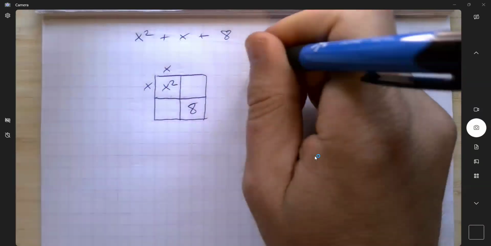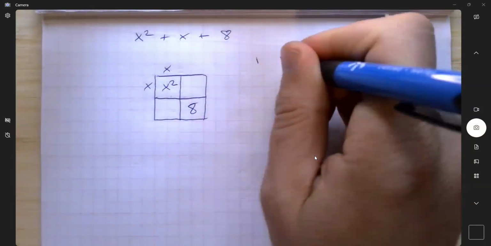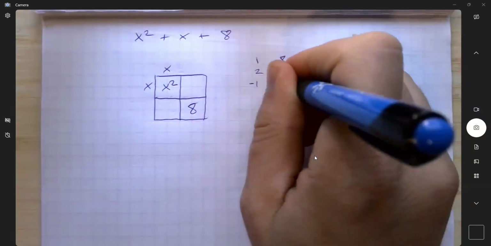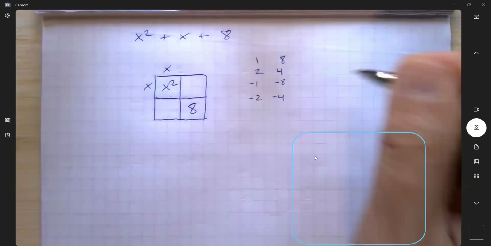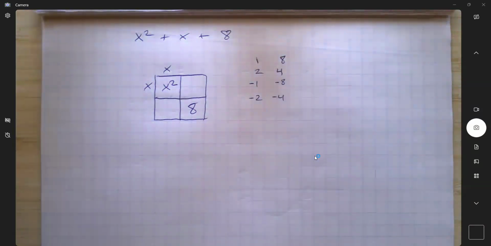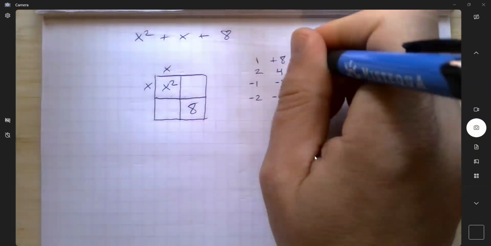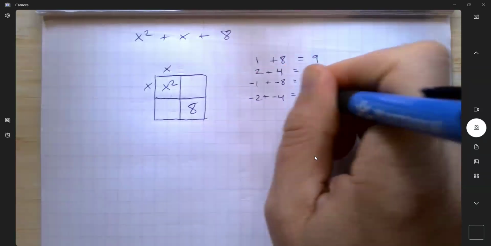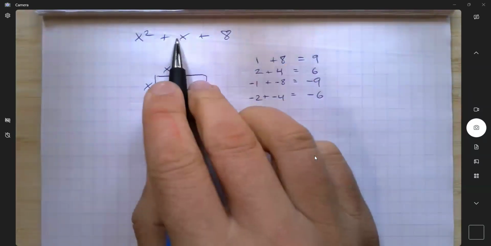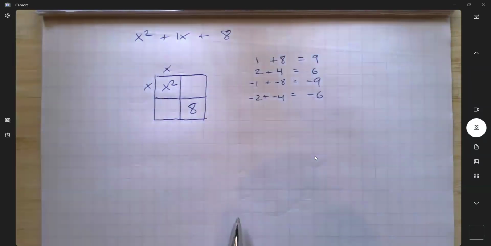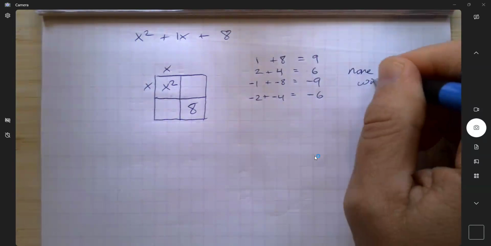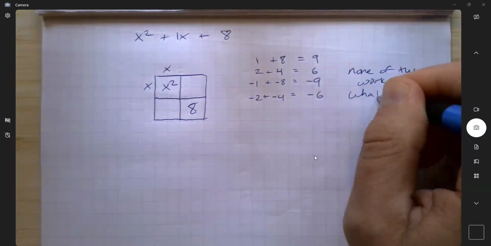So I'm going to check my numbers. 1 times 8 works, as does 2 times 4. And I'll check my negatives as well, -1 and -8 and -2 and -4. Each pair multiplies to equal 8. But when I add them, none of these are going to work. None of these pairs add to equal 1. What do you do?